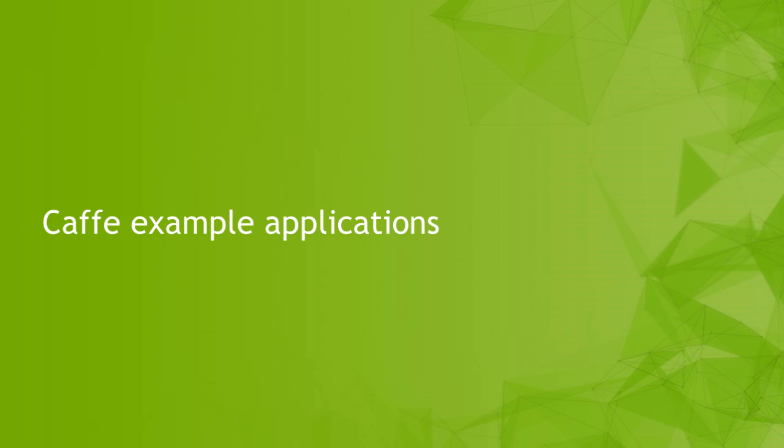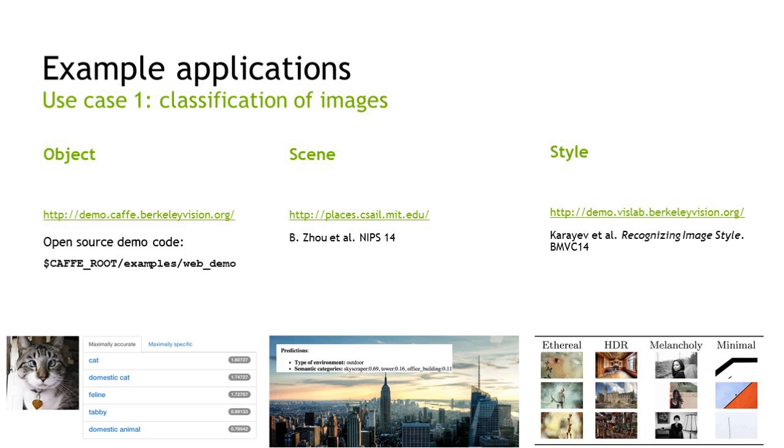So we'll move on now to some examples to give a better feeling of what you can actually do with Caffe. So the first use case is kind of the canonical example. You can do classification of images. I've given URLs here to demonstrations of models trained using Caffe and references for associated papers.